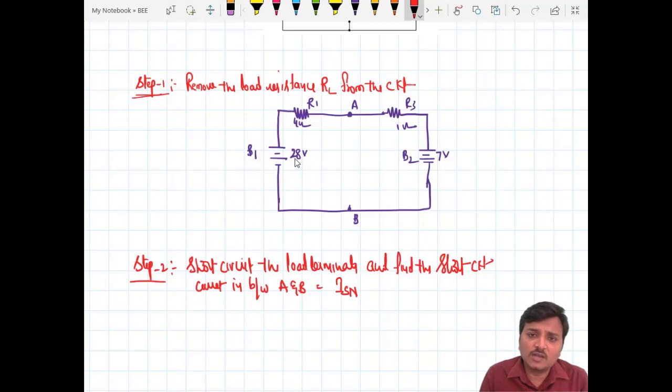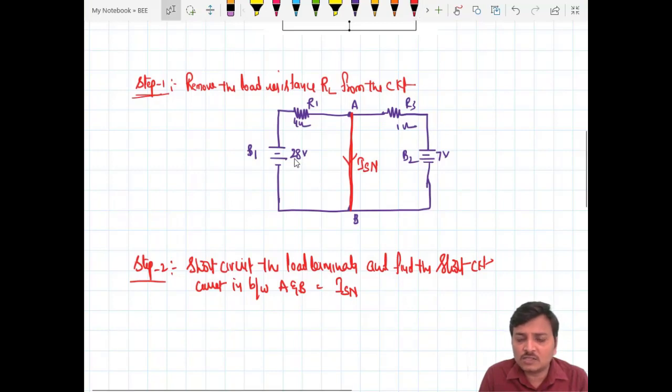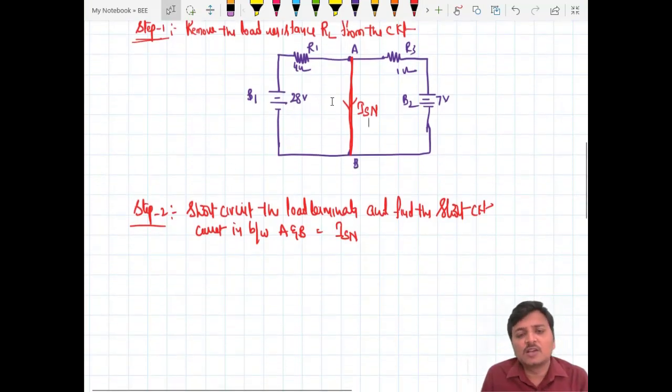That means what we are doing is just short circuiting the terminals A and B. So I have to short circuit these terminals A and B. Now I have to find out, if I short circuit the terminals A and B, what is the current flowing through this? That is the ISN, Norton's short circuit equivalent current. So I have to find the current flowing through this short circuit between A and B.